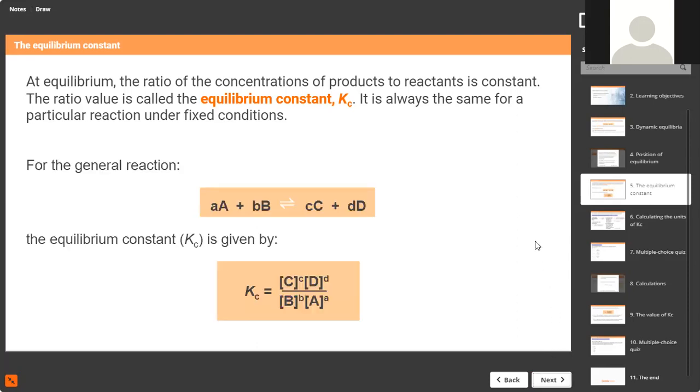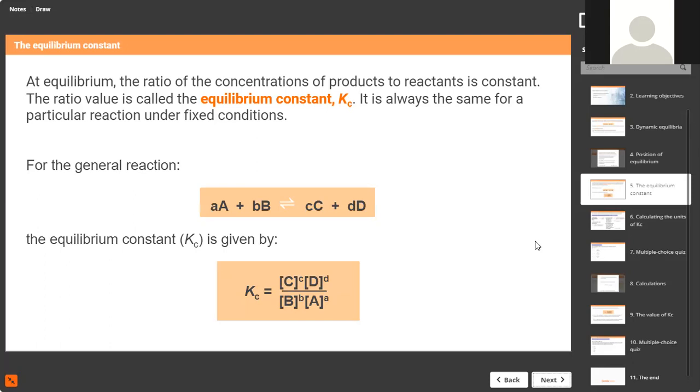So for the general reaction A plus B goes to C plus D, this is how we would work out our equilibrium constant. We would have [C] to the power of c if there was any power there, [D] to the power of d, and we would divide them by [B] to the power of b and [A] to the power of a, if there's any powers there. Again, I'm going to use some actual numbers in a moment to demonstrate this to you.